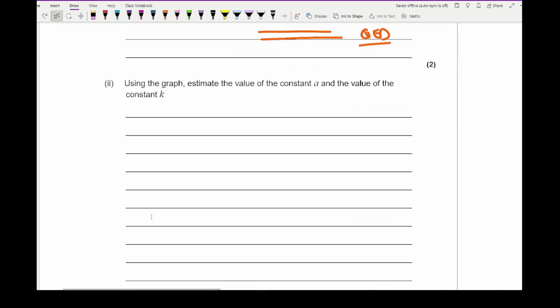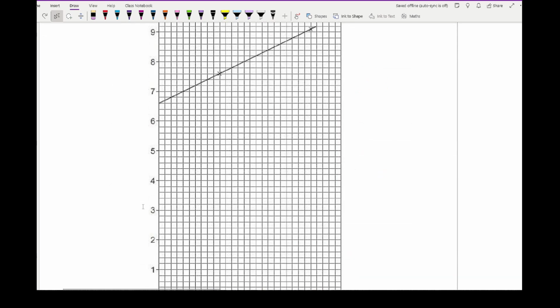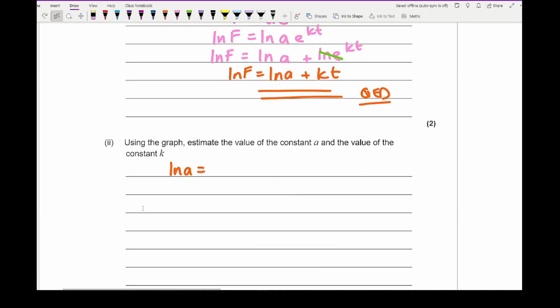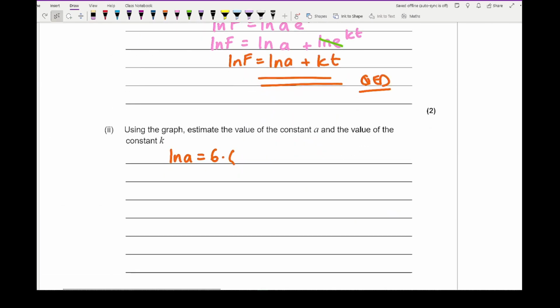Then for part 2, it says using the graph, estimate the value of constant a and the value of constant k. So for this, what we know is that ln a is equal to, if we go back to the graph, the y-intercept, so that's going to be 6.6. So then using e, we can find out that the value of a is going to be e to the power of 6.6. That's going to give me an a value of 735.